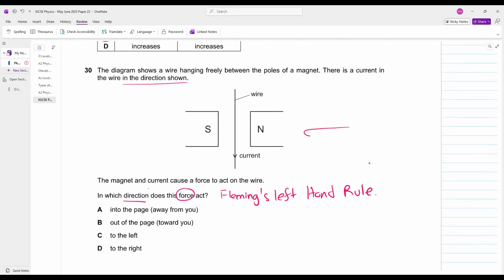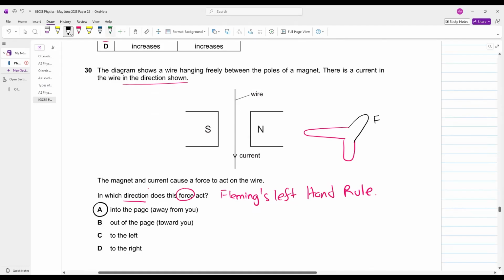Magnetic field from north to south. First finger from north to south. Current going downward. Where will your force or where will your thumb point? Into the page like this. I think I will have to open the camera to show this. Okay. So I hope you can see my left hand. Magnetic field is going from left to right like this. Current is going downward. Your force points inward like this. Magnetic field north to south. Current downward. Force inwards. A is your answer. Simple. Now I will be closing the camera.